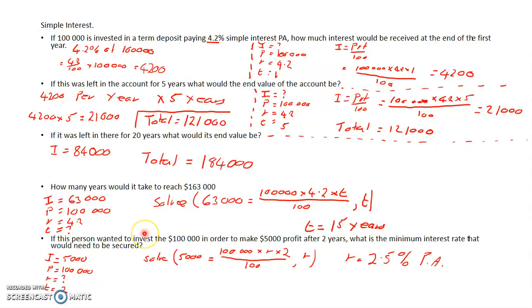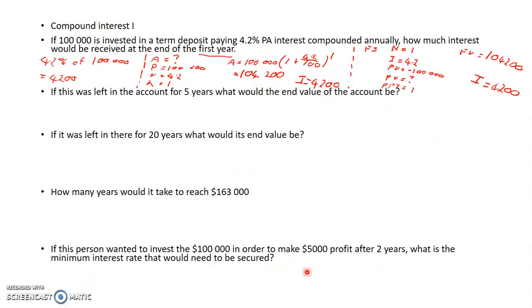This person wanted to invest $100,000 in order to make $5,000 profit, so that $5,000 profit had to be $5,000 in interest, so that gave me the $5,000. Principal was $100,000, rate was what we didn't know, time was 2. Put it into the equation, solve it for R, or again, you could have used a rearranged formula, and you end up with R equaling 2.5% per annum.